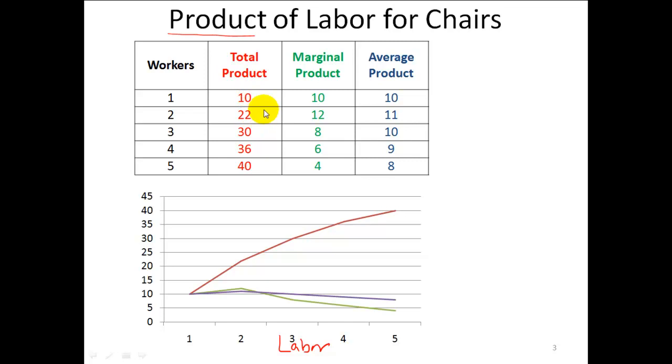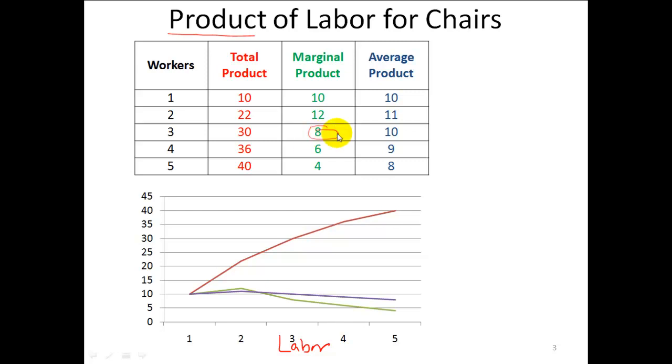But what happens when you bring on the third worker? Now the total product is 30, so that's gone up as you would expect. But the marginal product is only 8. So this means that by bringing on the third worker, only 8 more chairs were produced. So as you can see in this green curve down here, which represents the marginal product, initially our marginal product went up, but then after that it started going down. So keep in mind, the definition of marginal product is the output or product produced by each additional worker.